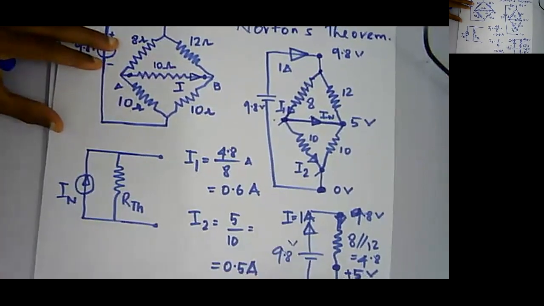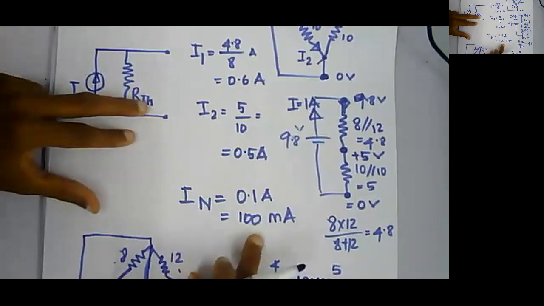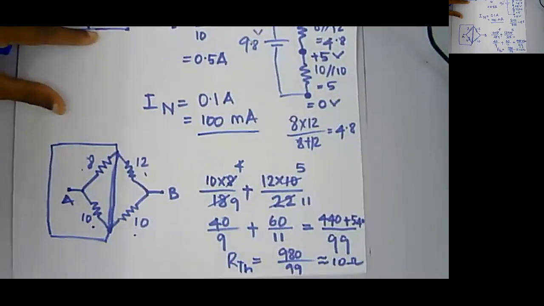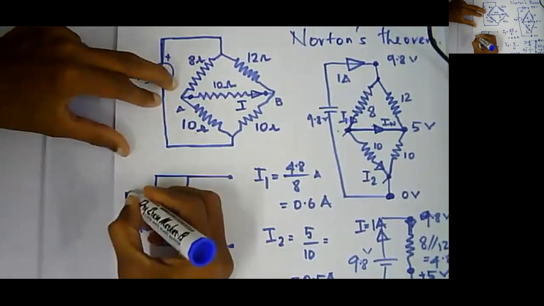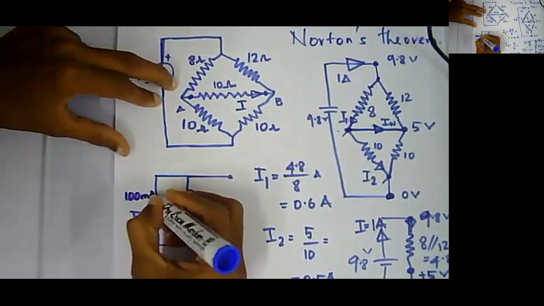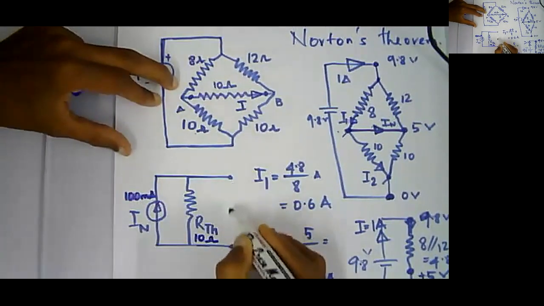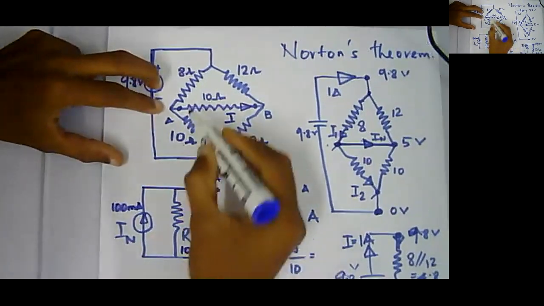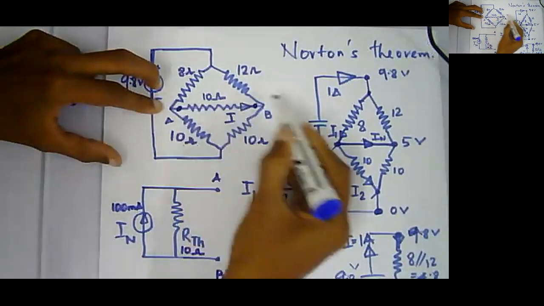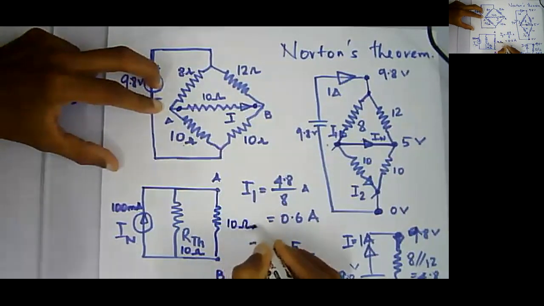Now, apply your RTH as 10 ohm and IN as 100 milliamps, right? So 10 ohm and 100 milliamps in this circuit. So this will be 100 milliamps and RTH equals 10 ohm, and this will be your point A and point B. The resistance connected across A and B is again another 10 ohm, right?